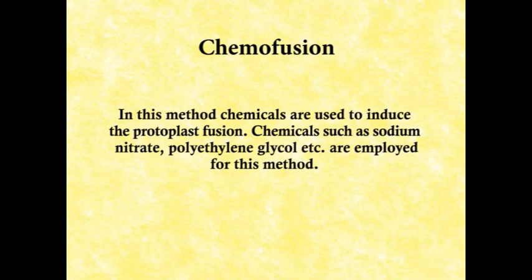So, chemicals such as sodium nitrate, polyethylene glycol, etc. are employed for this method. Chemical fusogens cause the isolated protoplasts to adhere to each other, and it leads to tight agglutination followed by fusion of the protoplasts. This chemofusion is non-specific, inexpensive and can cause massive fusion products. It can also be cytotoxic and non-selective and have a low fusion frequency.